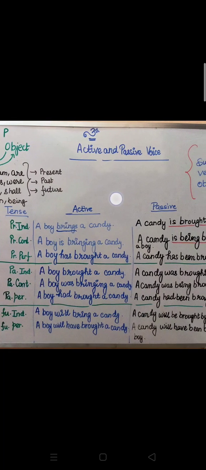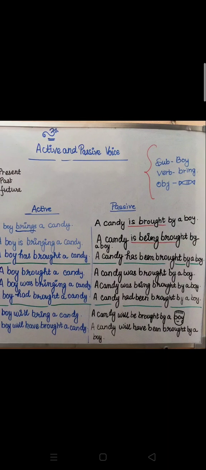Now comes your present perfect. Since it is perfect, we are going to have has or have according to the subject. If it is singular subject, we will be using has. If it is plural subject, we are going to use have. Now, a boy has brought a candy. Now, the conversion is a candy has been brought by a boy.